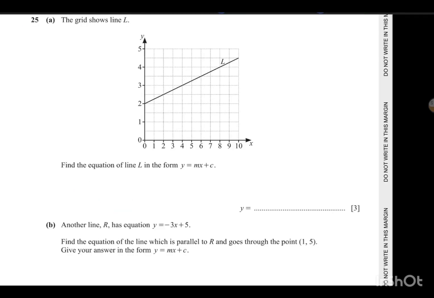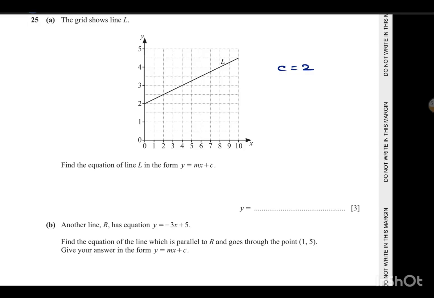Question number 25. The grid shows line L. This is the line L. Find the equation of line L in the form y is equal to mx plus c. So we need to find the equation of this line. For that you have to see the y-intercept. C will be 2. The y-intercept, where it is passing through the y-axis, is 2, and then find the gradient.